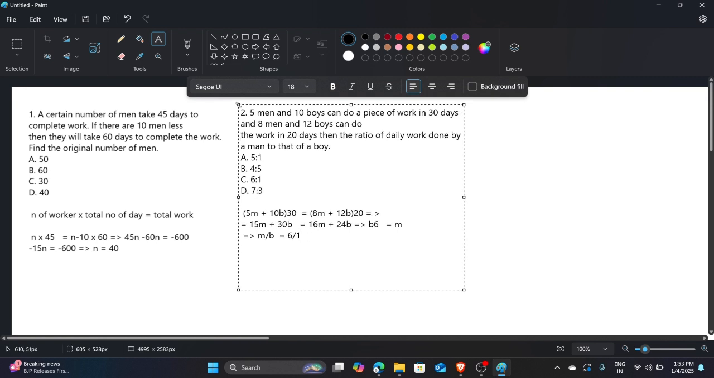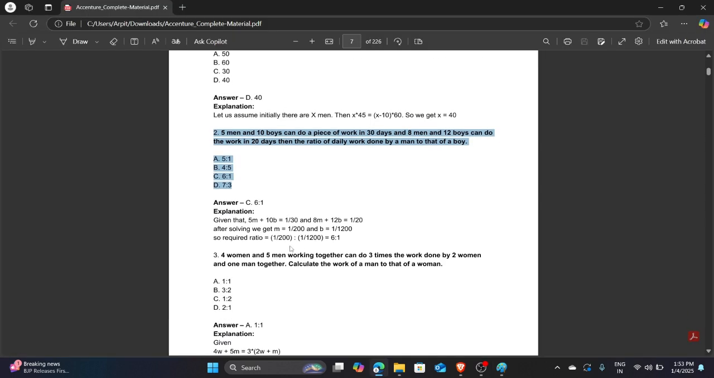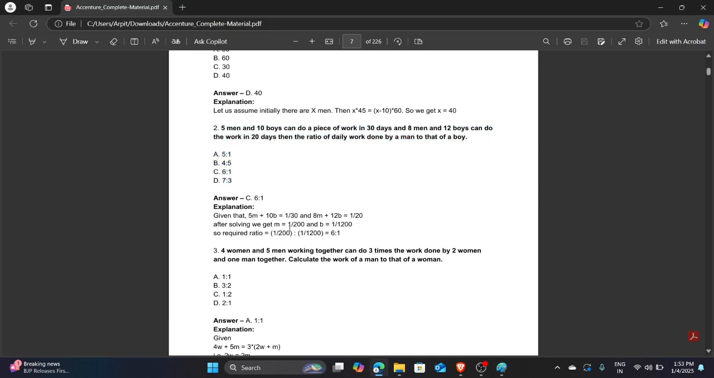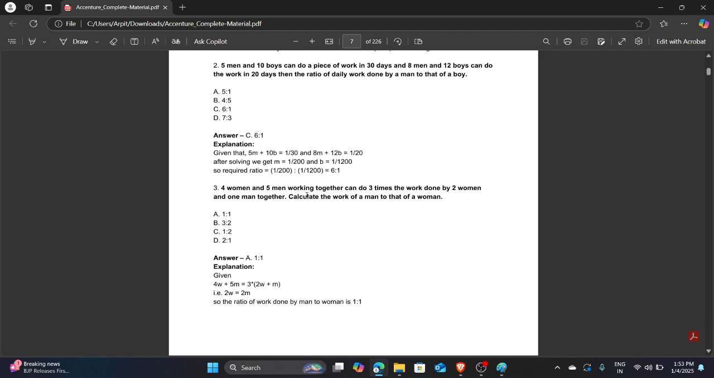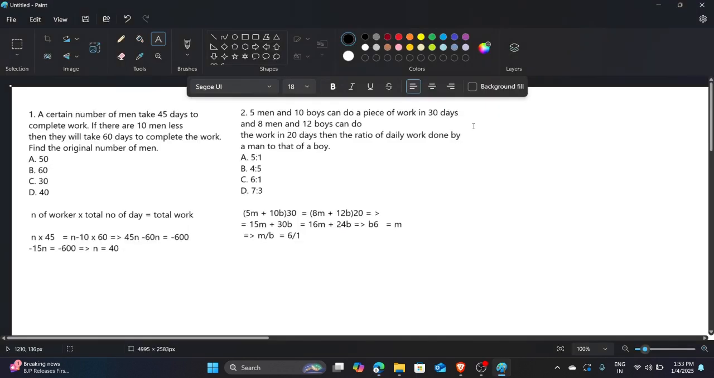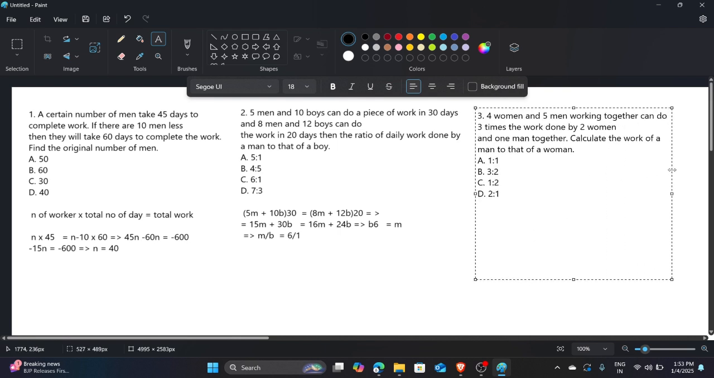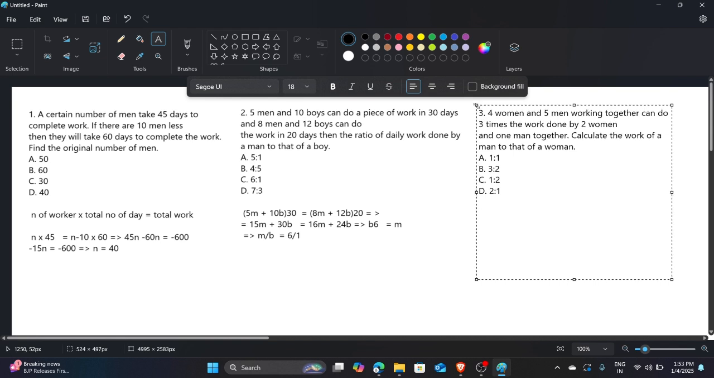Now we try to do the next question. Okay, what is the next question? The answer is already done with the same method. I think it is the same method. These questions are of ratio and proportion. Control plus C, control plus V. So this is another, the third question.